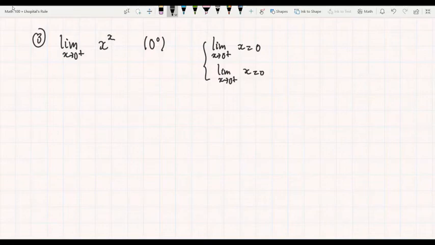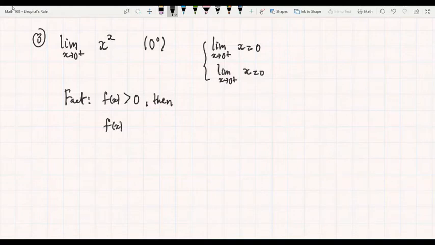So here is the first of the three exponential indeterminate forms. For this type of indeterminate form, our general strategy is to use the following fact. For a function f of x that is positive, we can rewrite it as follows: f of x is equal to e to the ln of f of x. So we will use this fact in order to transform our given limit.